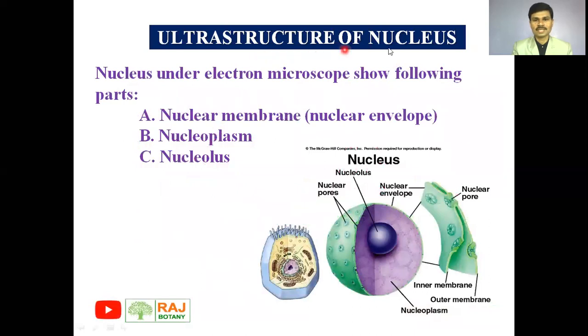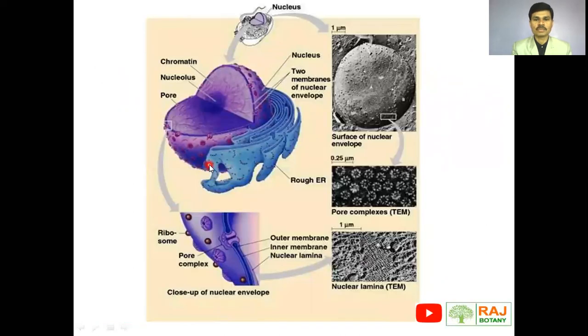Let's see the ultrastructure of the nucleus. Ultrastructure means that if we study a particular structure by using an electron microscope, that structure is called an ultrastructure. Mainly the nucleus consists of three parts: first, the nuclear membrane, then the nucleoplasm, and the nucleolus. Let's study them one by one.